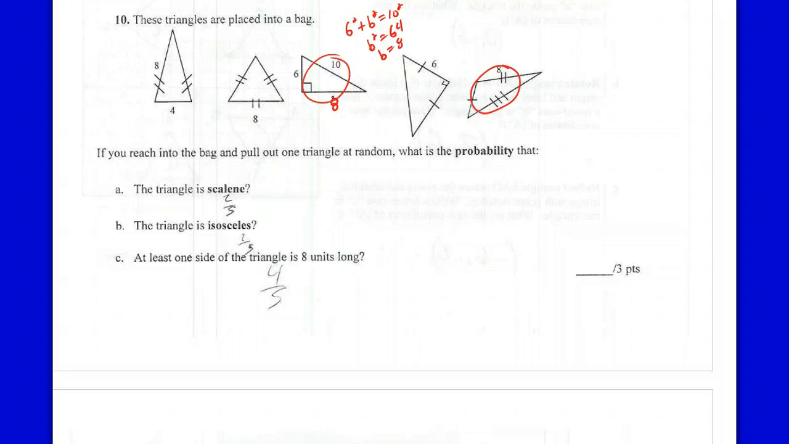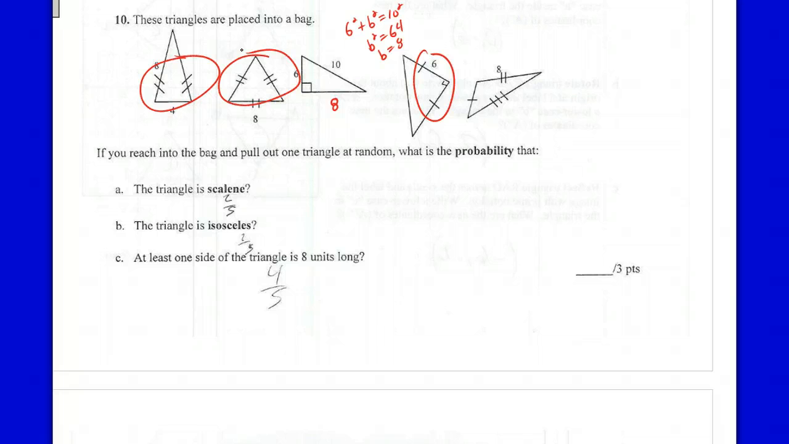But back to our other probabilities. So now the question is, what's the probability that the triangle is isosceles when we pick it out of the bag? So here I have 1 isosceles, I have 2 isosceles, but my equilateral triangle is also considered to be isosceles. So this probability should really have been 3 out of the 5 triangles in the bag are considered to be isosceles. Now, however, letter C, at least one side of the triangle is 8 units long.